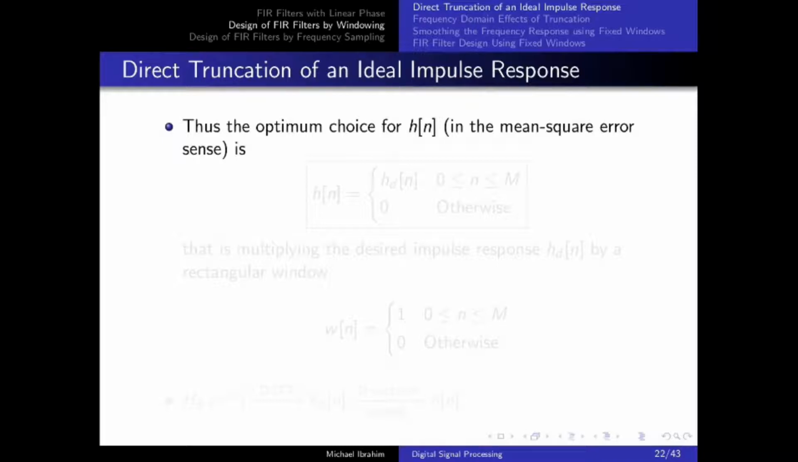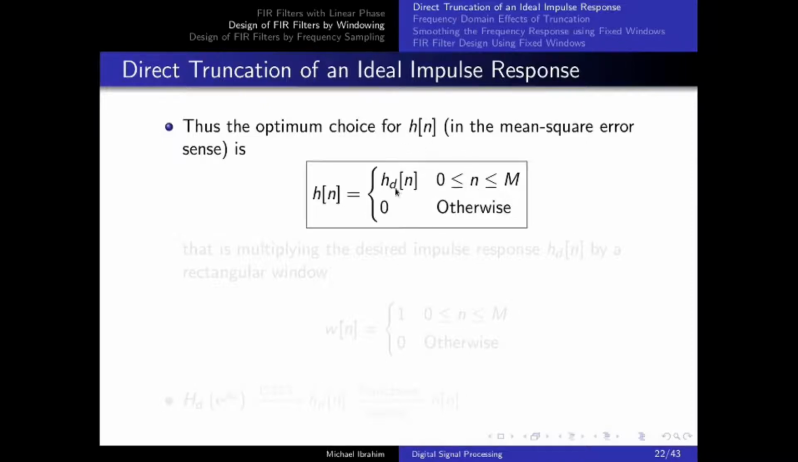So after a few mathematical steps which we did not go through in detail, because we didn't study the discrete-time Fourier transform in much detail, the optimum choice for the impulse response h of n would be to take the samples of h desired of n from 0 to M and 0 otherwise. So this equation is simply saying that we have a desired impulse response extending from minus infinity to plus infinity.